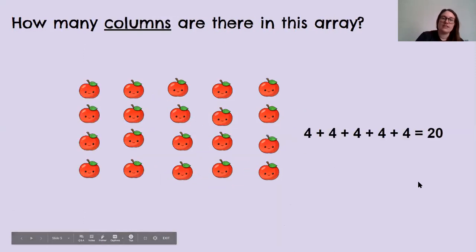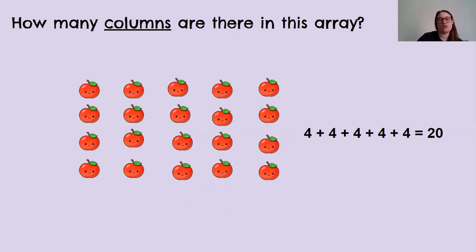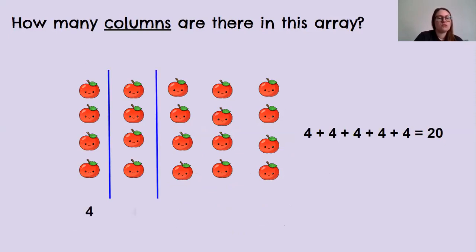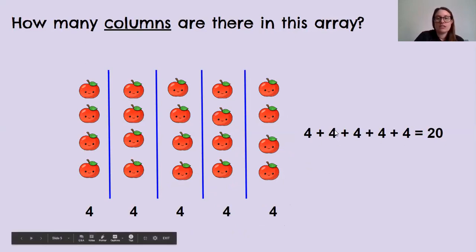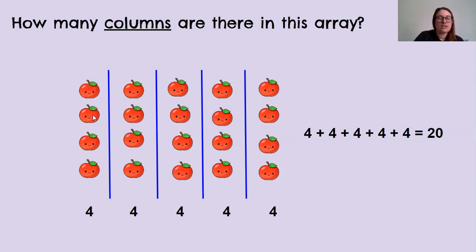All right, let's now look at how many columns are in the same array. 1 column of 4, 2 columns of 4, 3 columns of 4, 4 columns of 4, and 5 columns of 4. You can see over here, I've written a repeated addition equation to match that. In each column, remember going up and down, there are 4 apples. So we have 5 columns represented by these 5 add-ins and 4 apples in each column. So 4 plus 4 is 8, 8 plus 4 is 12, 12 plus 4 is 16, and 16 plus 4 is 20.